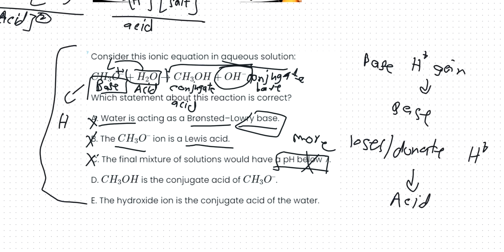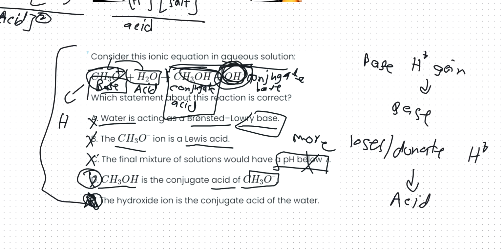Similarly, CH3OH is the conjugate acid of CH3O minus ion. CH3OH is the conjugate acid of my base, which is this right here. Yeah, this is right, because if it's acting as a base, then the product would be my conjugate acid. So D is the answer. And we can look at E as well. E is saying the hydroxide ion is the conjugate acid of the water. The hydroxide ion is the conjugate base of the water, not the conjugate acid. So E is wrong as well. So the answer is D. Is this clear?